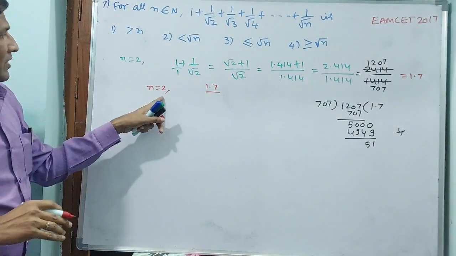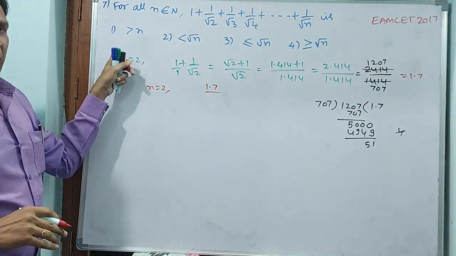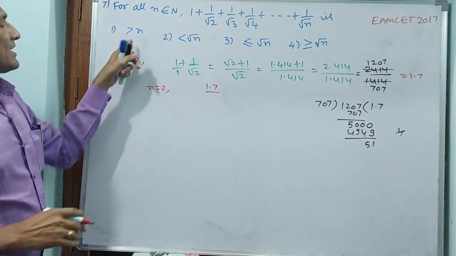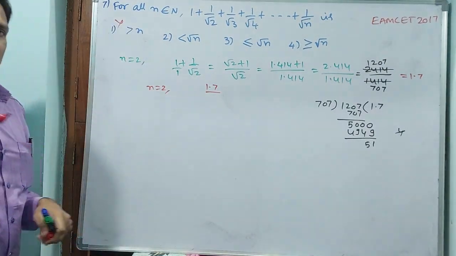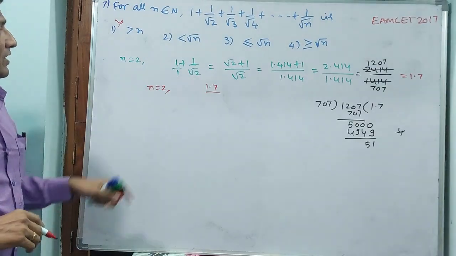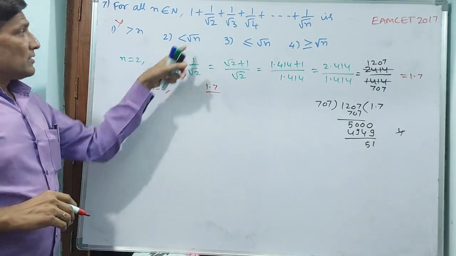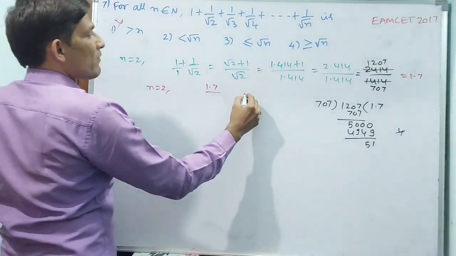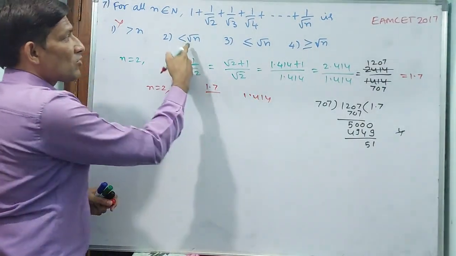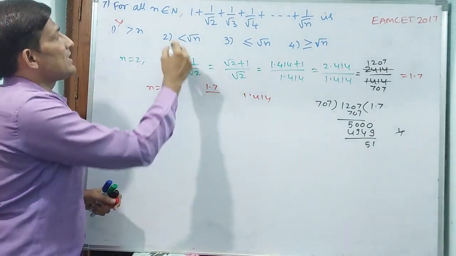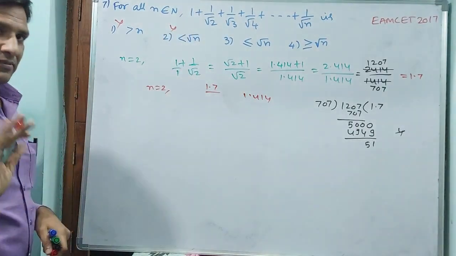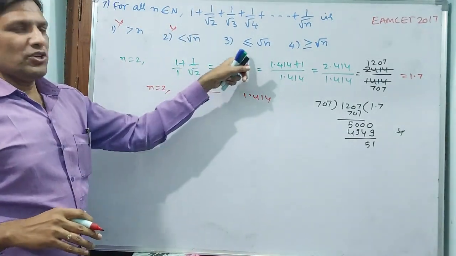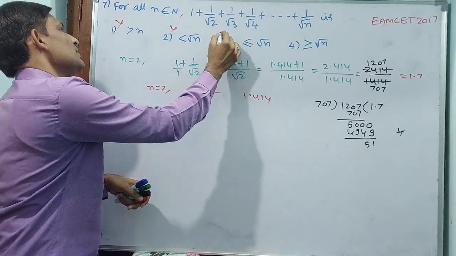Now you tell me, is this series greater than n? No, 1.7 is less than n. That is why you cross-mark this option. Go here. Is this less than root n? See, root n is 1.414, but this is not less than that, it is greater. That is why this option you also close. Both being the same, equal to or less than, like they have given, that also you close.